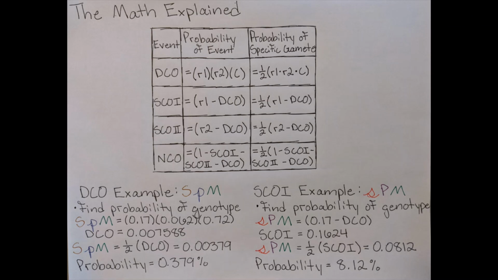Next, we have our single crossover event at region 1. To find the probability of this event, you take the centimorgan from region 1 and subtract the DCO value. You then take the SCO1 value and times it by 1/2. This product is then multiplied by 100, and then you have the probability for that specific gamete.